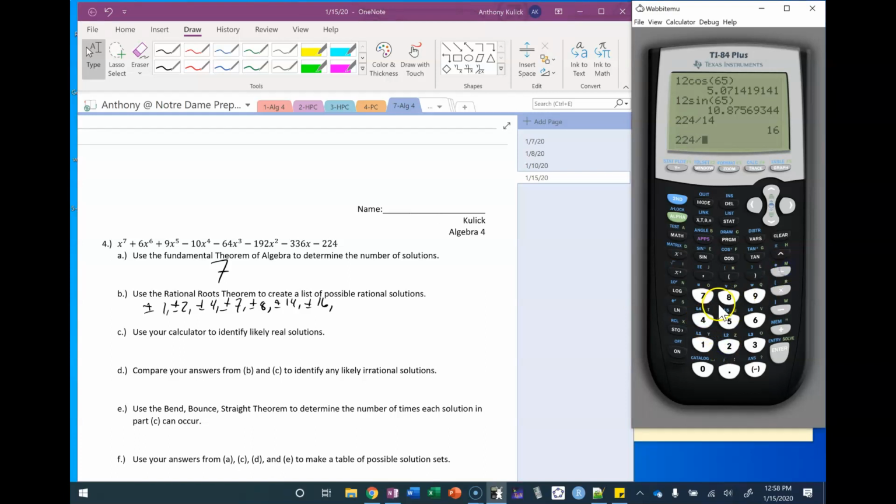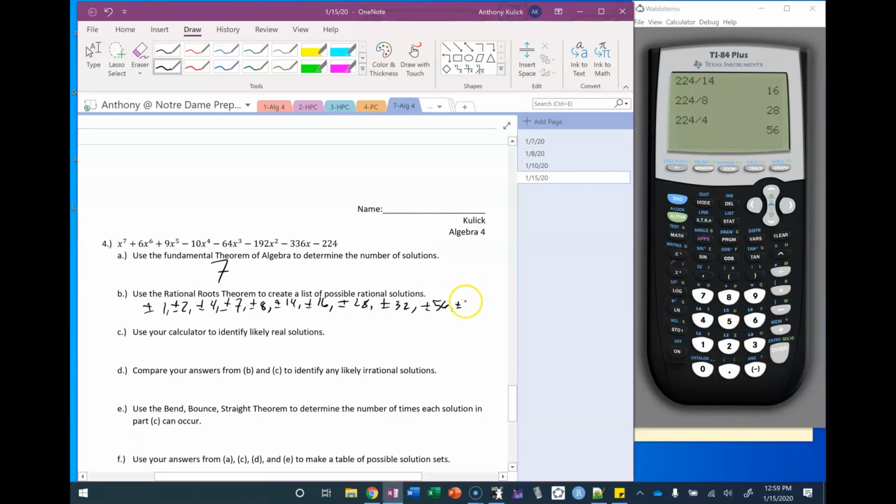Okay, so the rest of these are just coming down now. So there's plus or minus 28, and then plus or minus 32, and then plus or minus probably 42 or something. No, it's going to be 54 maybe, 56. There it is. You got it, dude. And then 112, and then 224. There they all are. What a nightmare. You're welcome.